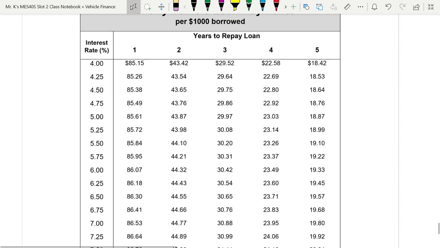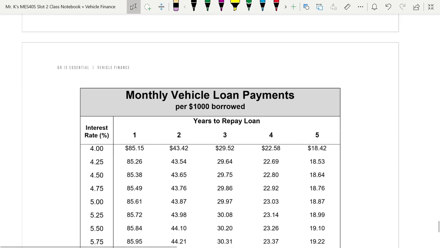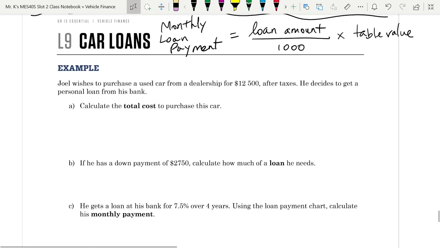But every now and then somebody, when I'm teaching this, asks, well, how do they figure out this table? And that's actually really, really complicated. That would be something that you'd need a degree in actuarial math to understand. There's actually calculus involved in how they figure out what the rates and the payment schedule should be on a loan chart and a loan table. So for us, it's just something we use, and we use it according to this formula.